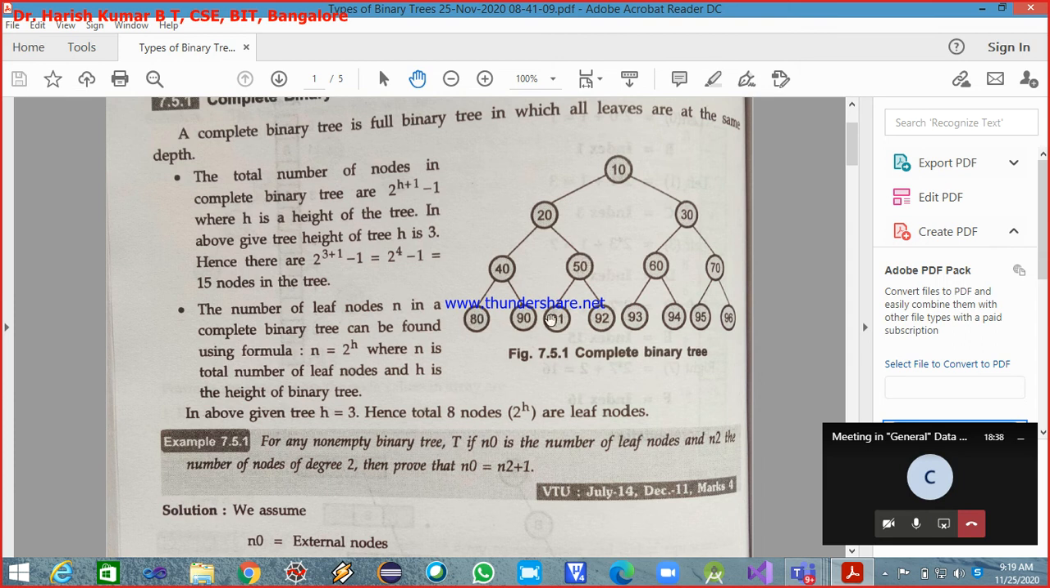We have already found the count of the leaf nodes. How many leaf nodes are there? 1, 2, 3, 4, 5, 6, 7, 8. 8 leaf nodes are there.